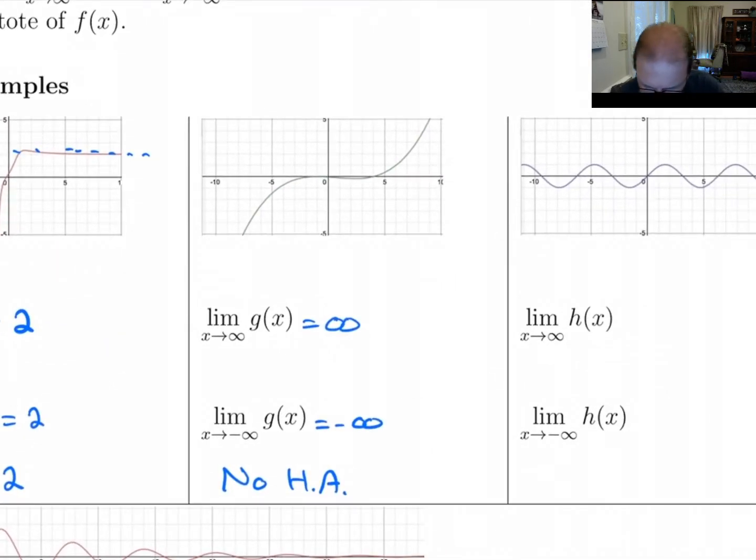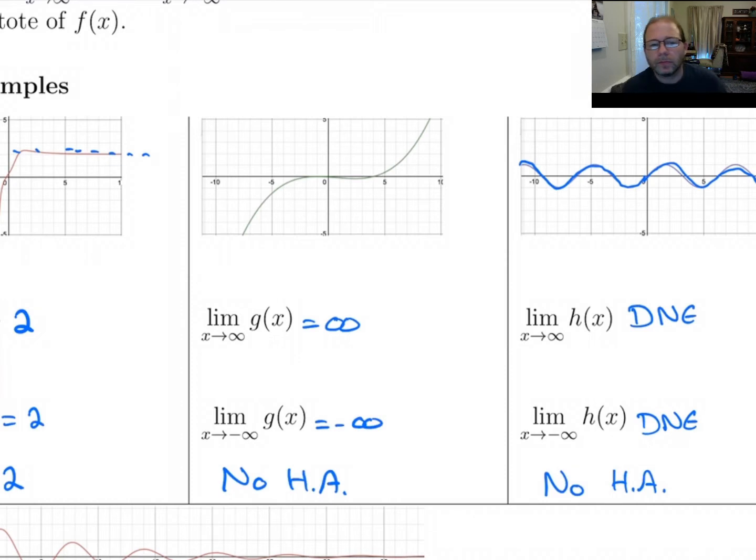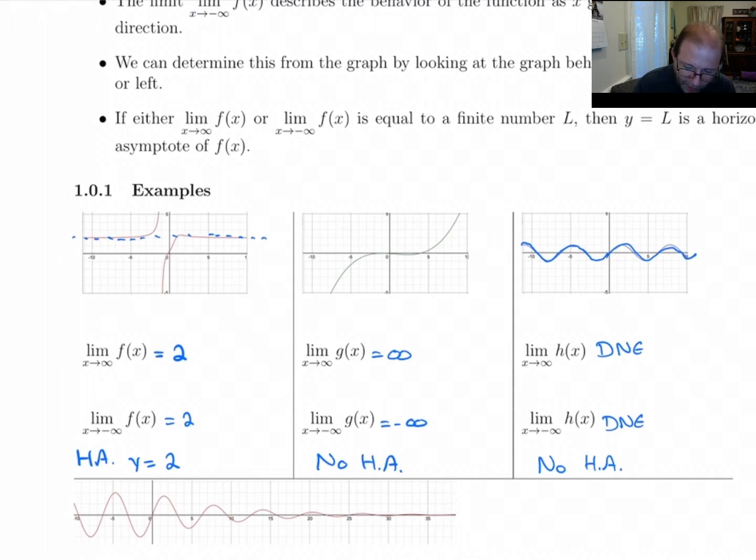Okay, this last example is a sine wave, and notice what happens when x grows large. It just keeps going back and forth, so it never approaches a particular number. So we'd say that this limit does not exist. And the exact same thing happens when you go toward negative infinity, so this also does not exist. And this graph also has no horizontal asymptote. So in all these cases, we're just looking on the graph at what happens when x grows large in one direction or the other.